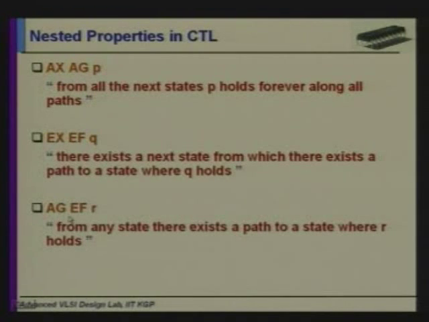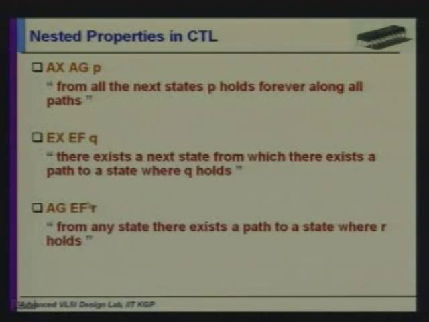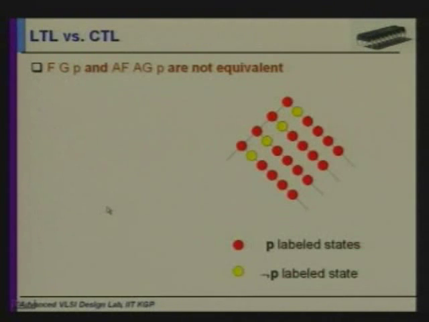Now consider the last one, always global exist future R. Basically this means across all paths globally this will hold. That means from all states we will eventually reach R. That is something the notion of liveness talks about, like eventually something will happen. Here we encode that by R. So this expresses some liveness properties.